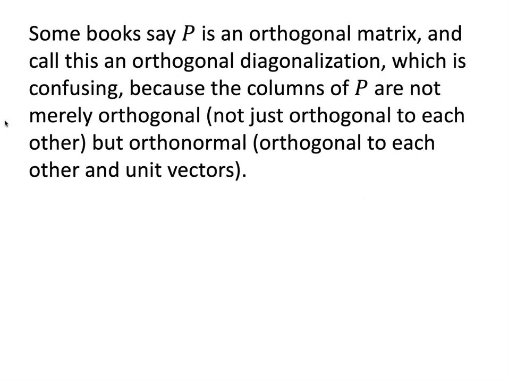Some books say P is an orthogonal matrix and call this an orthogonal diagonalization, which is confusing because the columns of P are not merely orthogonal. They're not just orthogonal to each other, but orthonormal. That is, they're orthogonal to each other and they're unit vectors. So even though most books would say P is an orthogonal matrix, I'm going to say P is an orthonormal matrix and this is an orthonormal diagonalization.